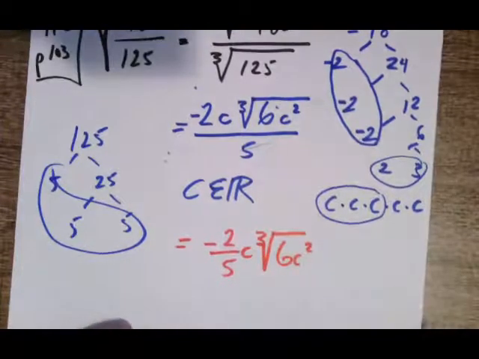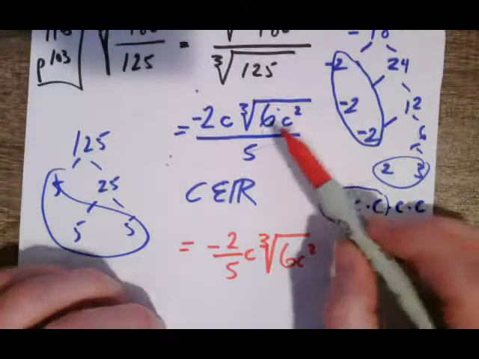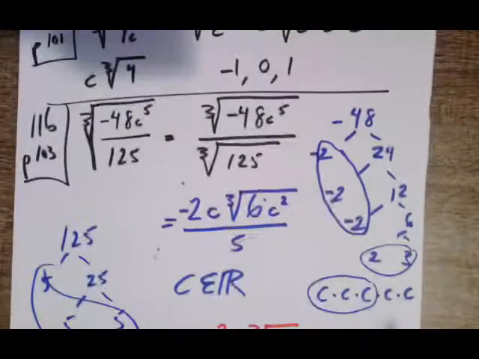6C squared. Cool. Those are both exactly the same. This is the way the back of the book has it. This way looks nicer. That was 11b.